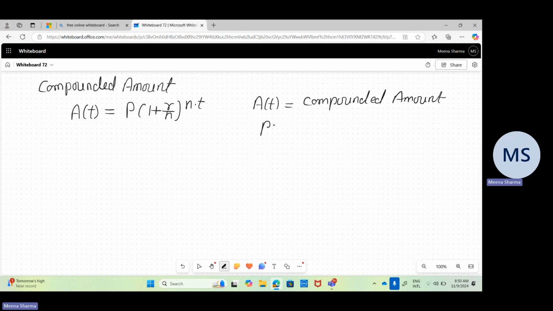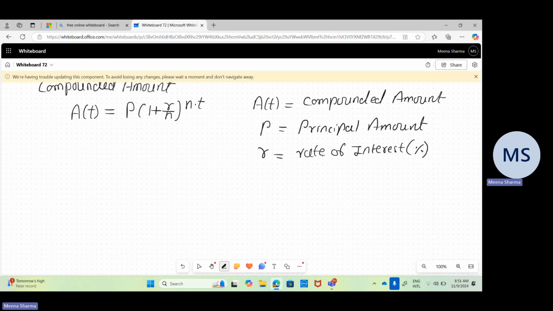What is P here? P is the principal amount. R is also there, which is the rate of interest. That will be given in a percentage, so we have to lose that percentage and divide it by 100.